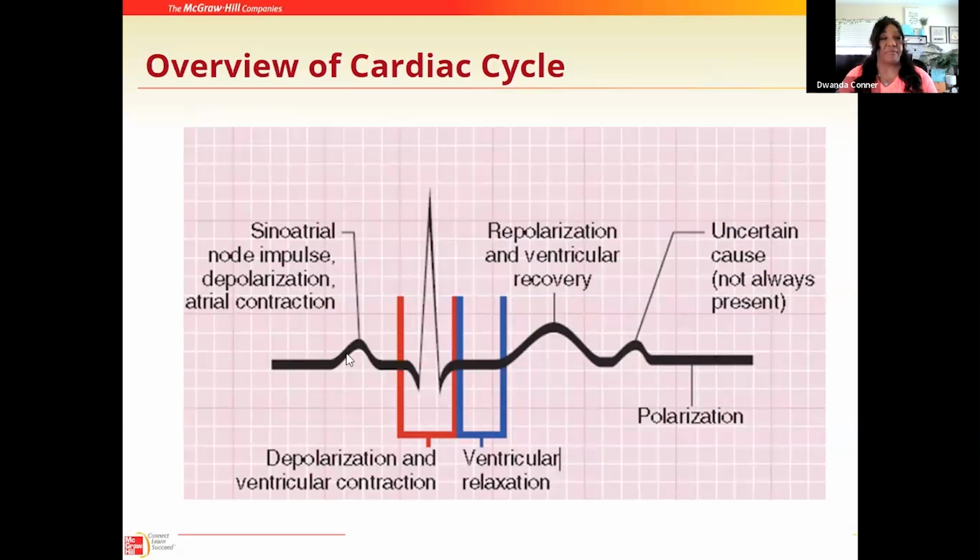Again, that P wave representing the sinoatrial node's initial impulse, sending out that first impulse of cardiac conductivity, which is causing the atrial contraction or depolarization. Moving on to our QRS, we can see the depolarization and ventricle contraction all the way over here to our T wave now, which is our repolarization and ventricular recovery.